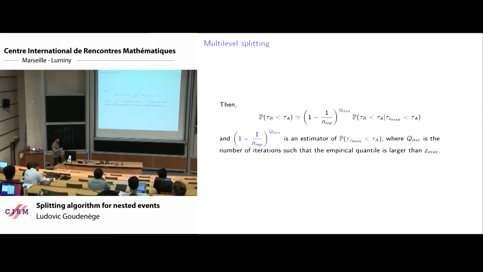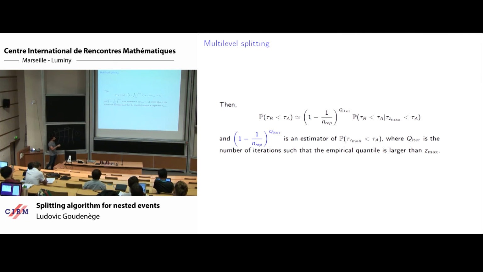And at each time, I can compute the probability to reach the level. This is in fact only n minus 1 over n. Okay, this is the estimator of the probability. This is the 2 over 3 estimator. So the value is this one, n minus 1 over n.